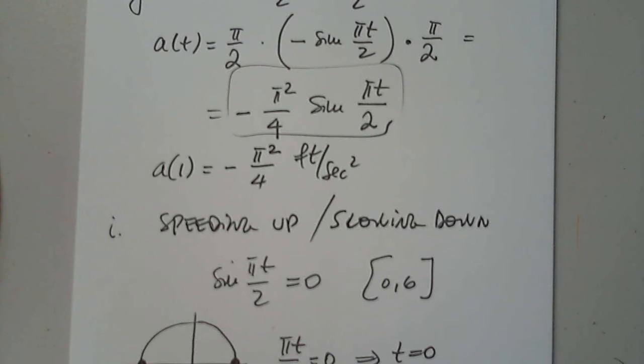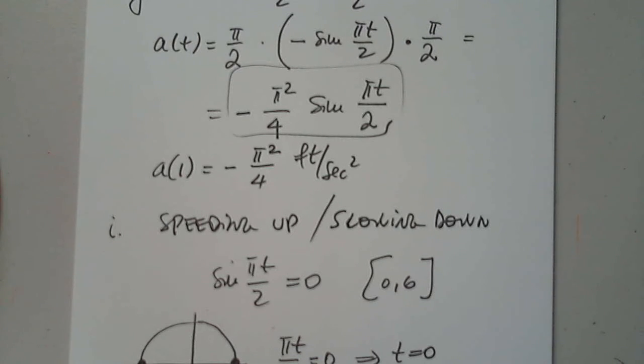Pi squared divided by, and we had 4, close the parenthesis, and then we have sine, and we have pi, and we have x, and divided by 2, and close. I'm checking, so negative pi squared over 4, correct? Sine pi t over 2, perfect. So now all I want is 1, 3, and 5.